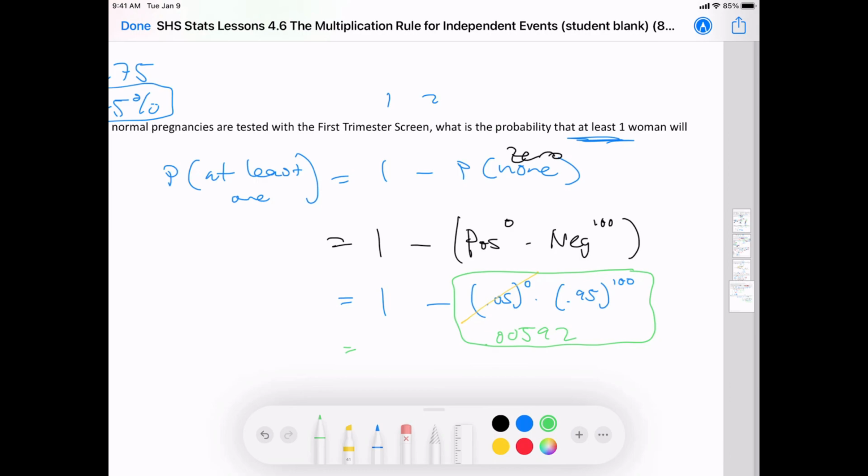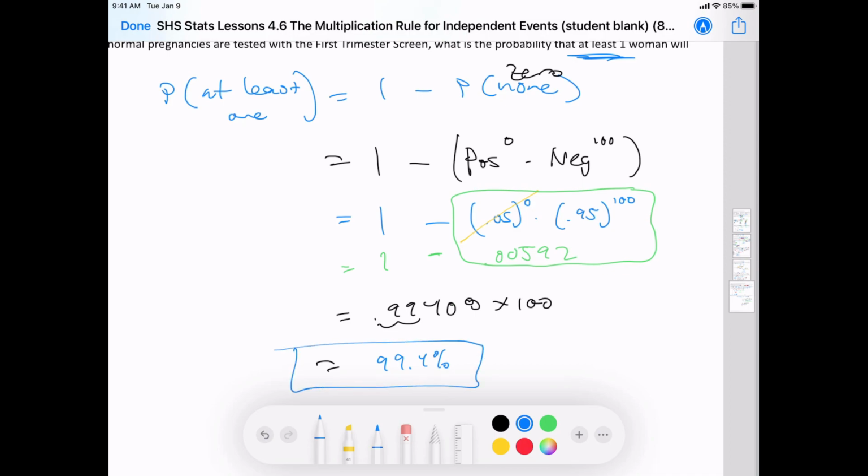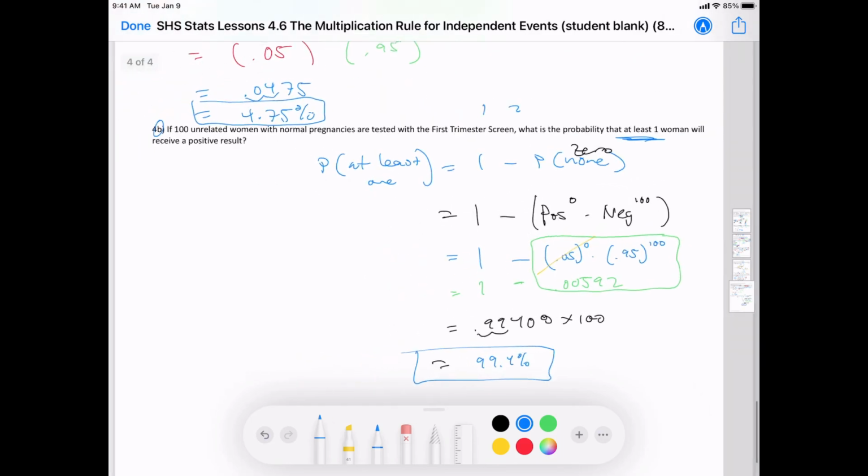Okay, so 0.95 to the 100th power is 0.0592. That's my mistake. And if you subtract those, you will get 0.99408. So now if you multiply that by 100, you will get 99.4% chance that out of 100 women, at least one of those will have an abnormality in the chromosomes. Which means that's normal for people to have that.